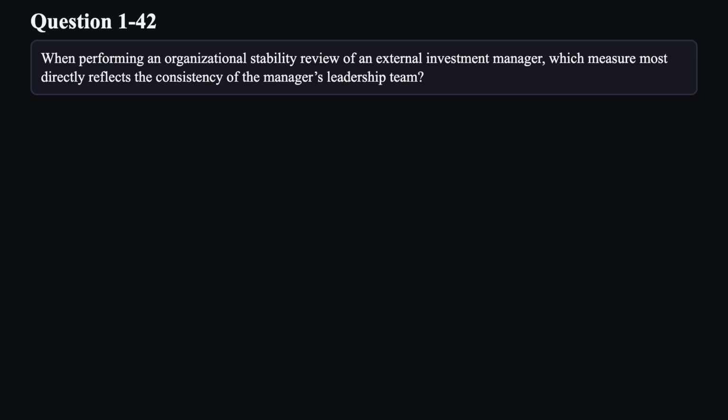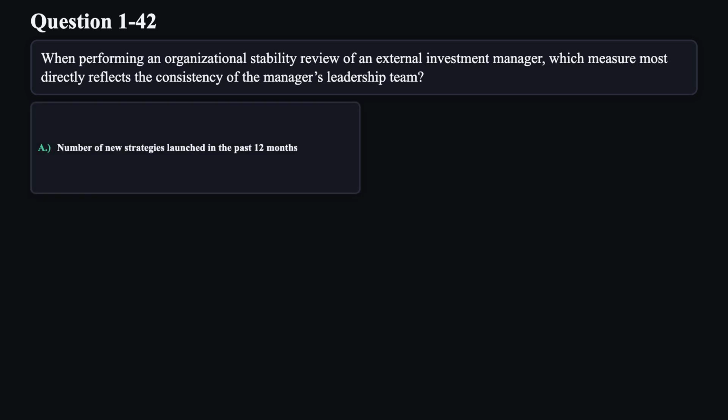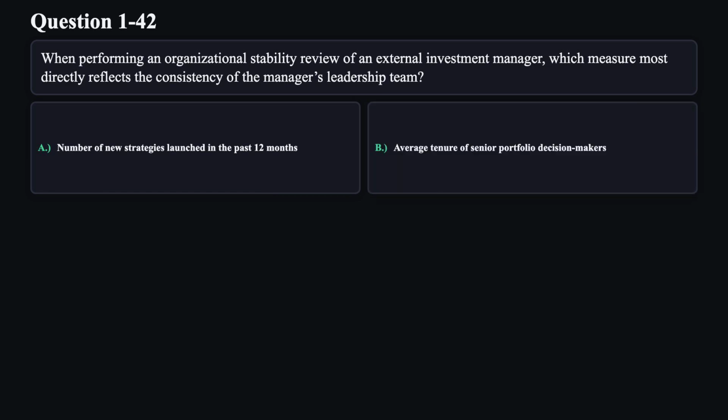Question 42. When performing an organizational stability review of an external investment manager, which measure most directly reflects the consistency of the manager's leadership team? A. Number of new strategies launched in the past 12 months. B. Average tenure of senior portfolio decision makers.